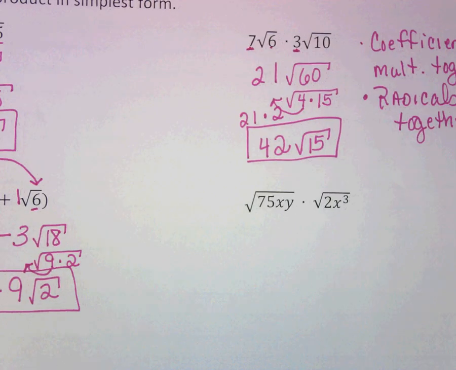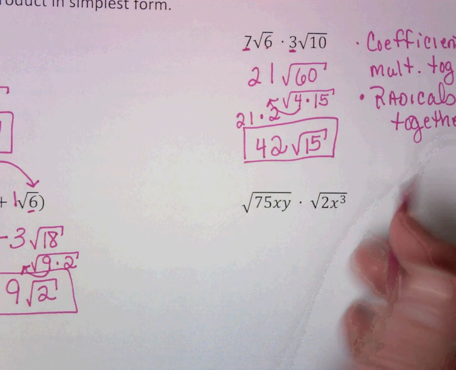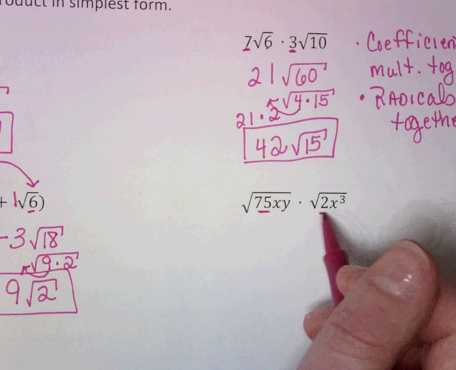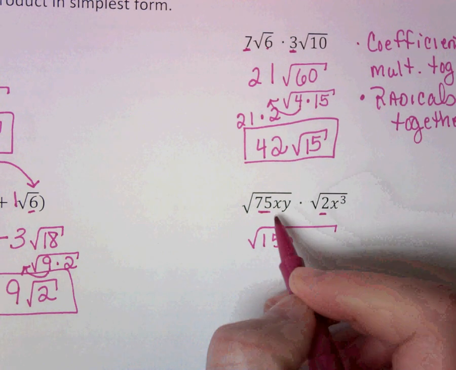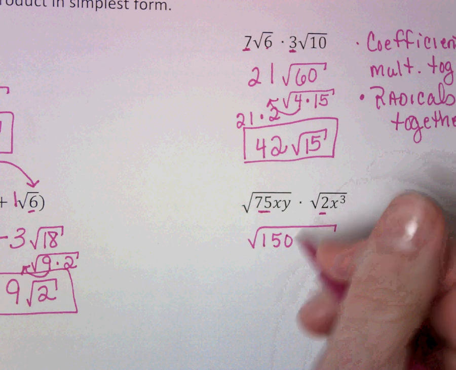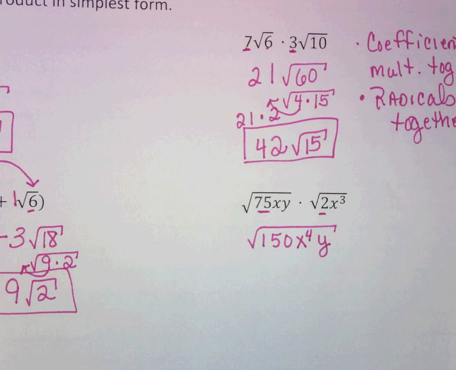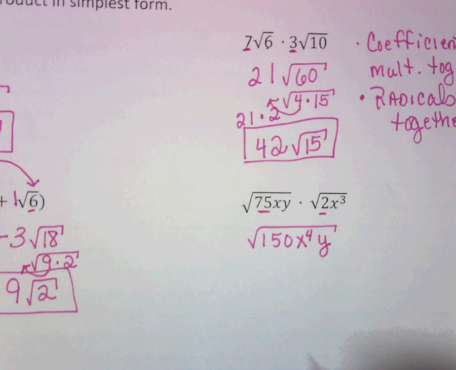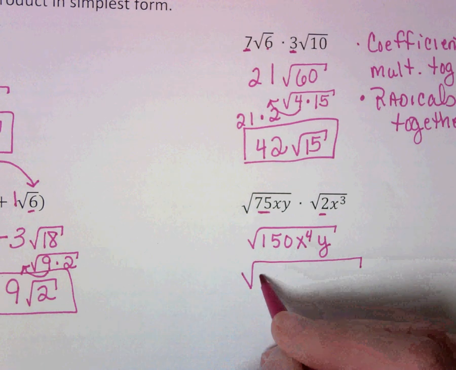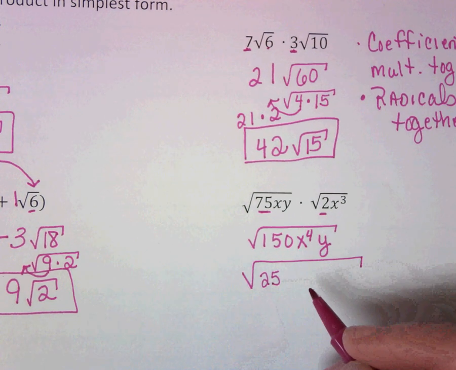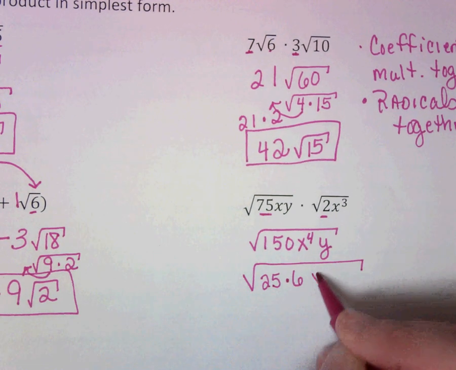Okay. Here's the next one. I'm going to put my numbers together. I'm going to put my variables together. 75 times 2 is 150. X times x cubed is x to the 4th, times y. Okay, now let's look for some perfect squares here. Square root of 150, let's see, 50, I know 25 goes into that. I'm thinking about money. It would be 25 times 6. Got x to the 4th y.